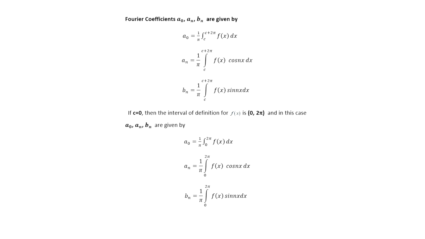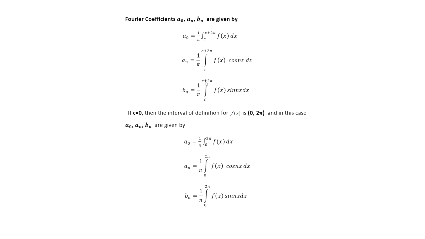Now the coefficients a0, an, bn are given by a0 equal to 1 by pi integral c to c plus 2 pi f of x dx, an equal to 1 by pi integral c to c plus 2 pi f of x cos nx dx, bn equal to 1 by pi integral c to c plus 2 pi f of x sin nx dx.